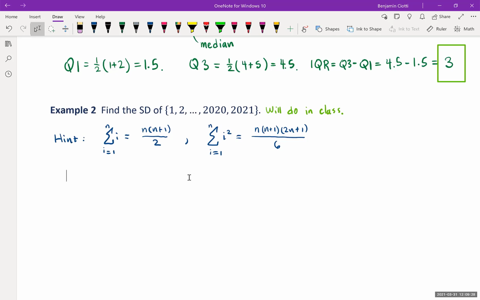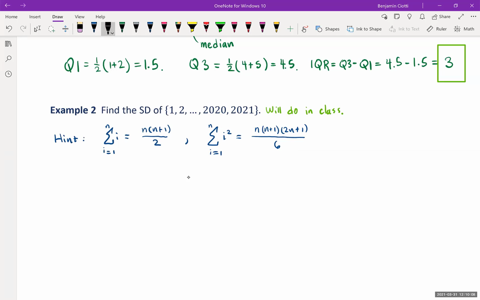Okay, so example 2 is this one. The problem is to find the standard deviation of the numbers from 1 up through 2021. And I gave you 2 hints, or 2, I don't know, semi-obscure formulas. Maybe you remember them, maybe you don't. But they're the sum of the first n integers and the sum of the squares of the first n integers. So let's do the problem now.